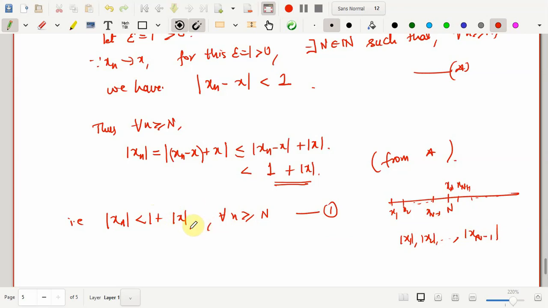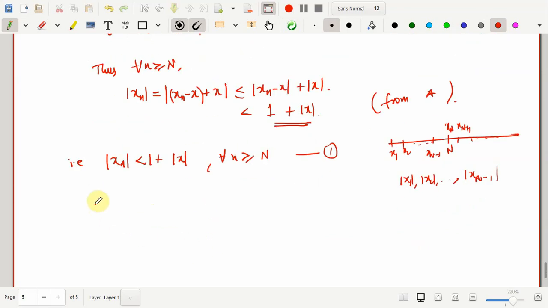Okay, so now what I'll do is I'll choose my C to be the maximum of, as I said, to get a bound for the remaining xn, maximum of mod of x1, mod of x2, and this goes on till mod of xn minus 1, and 1 plus also mod of x, this quantity. So if I take the maximum among all these quantities, you would see that for all n greater than or equal to N, mod of xn will be less than or equal to that maximum, because it is less than 1 plus mod of x, and I'm choosing the maximum of 1 plus mod of x and the remaining terms over here.